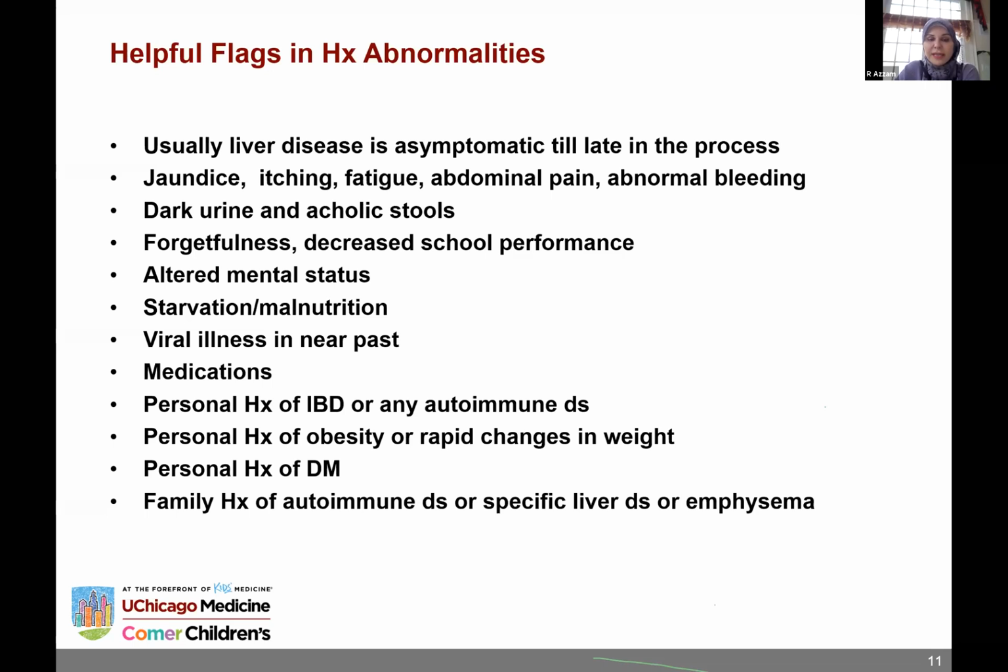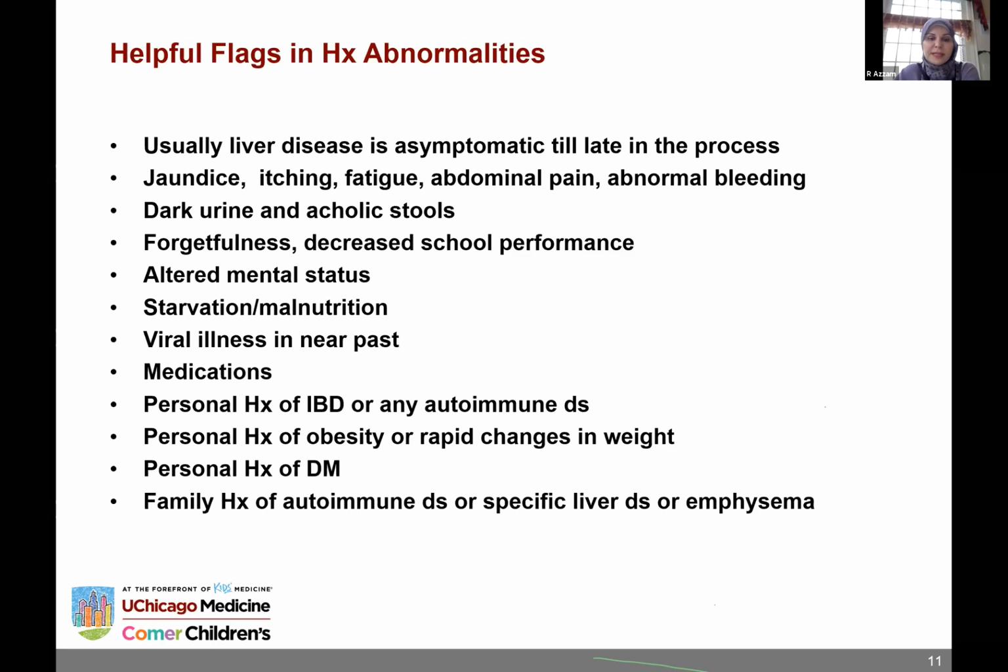Itching usually signifies biliary obstruction or cholestatic disease. Fatigue is very non-specific. Abdominal pain is non-specific. Could be hepatitis, could be even non-alcoholic fatty liver. 40% of them have abdominal pain. Abnormal bleeding signifies synthetic dysfunction. Dark urine and acolic stools do signify biliary obstruction. It could be a stone, it could be a choledochal cyst, could be biliary atresia, could be tumor.